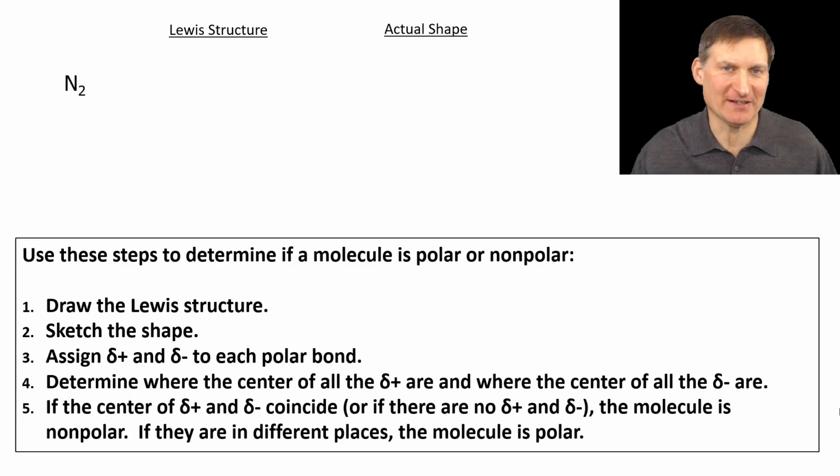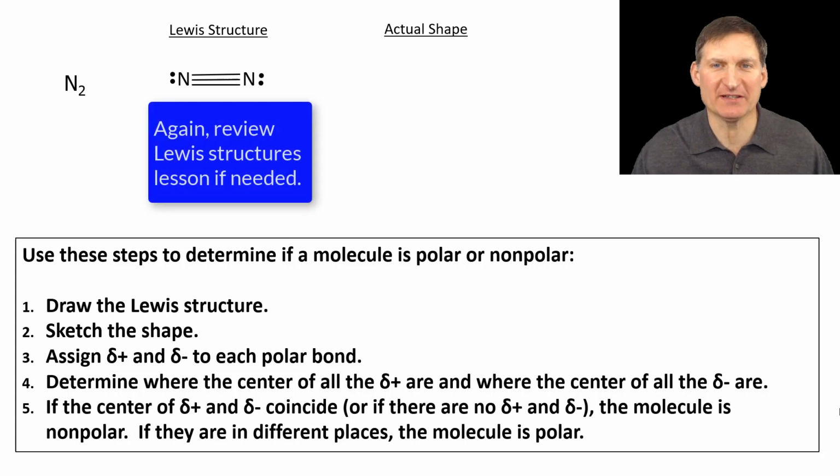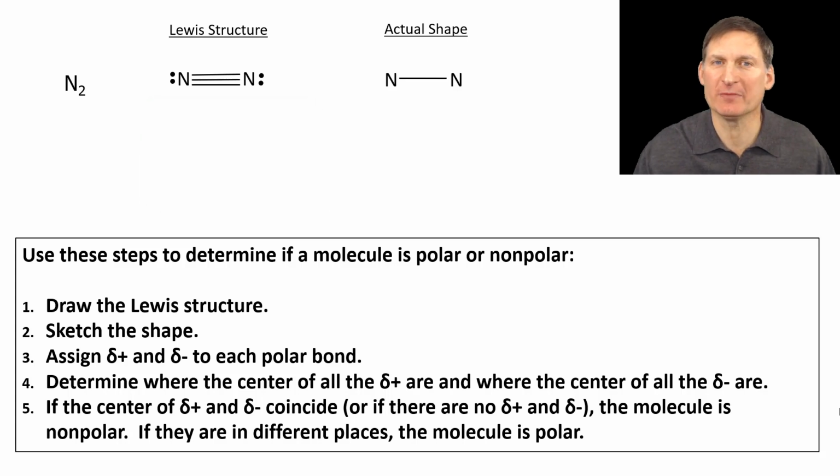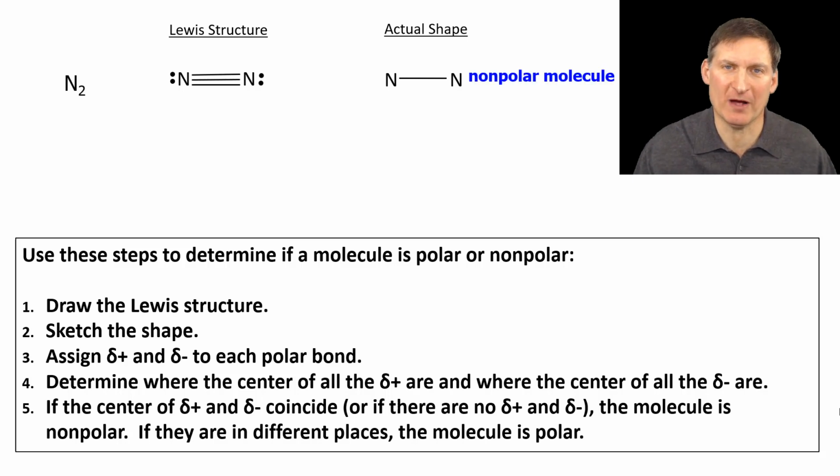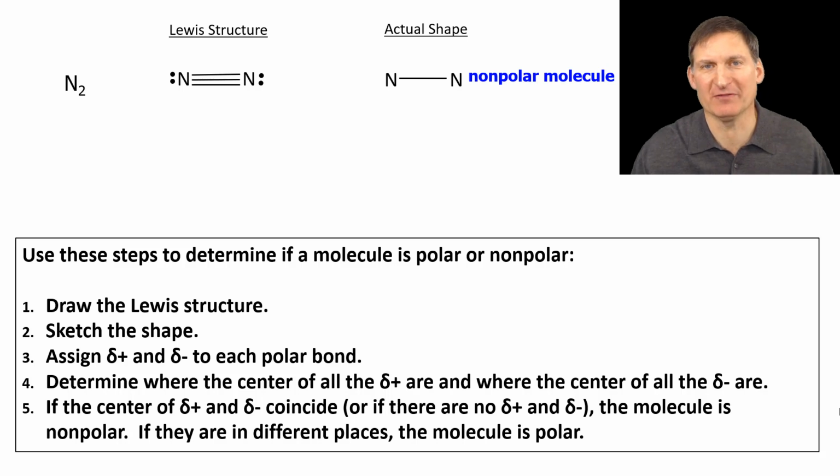Let's now try another simple diatomic, N2. First, we draw the Lewis structure. For the shape, since it's diatomic, it must be linear. 2 atoms can only be connected by a straight line. Now we need to add the partial negative and partial positives to all the bonds, but we quickly realize there's only one bond, and it's a nonpolar bond since both nitrogens have the same electronegativity. Therefore, there are no partial negatives and partial positives. So we can skip step 4, and step 5 tells us the molecule is nonpolar because there are no partial charges in the entire molecule. Therefore, N2 is a nonpolar molecule. It has no negative end or positive end.